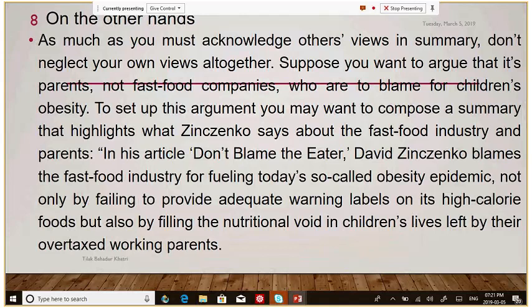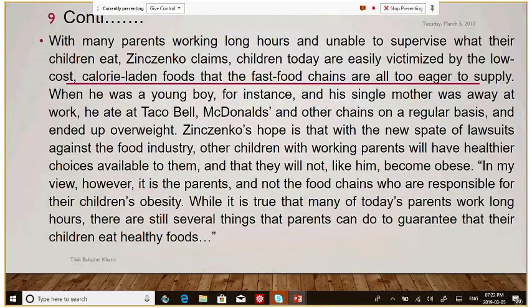David Zhenko blames the fast food industry for fueling today's so-called obesity epidemic, not only by failing to provide adequate warning levels on its high calorie food, but also by filling the nutritional void in children's lives left by their overtaxed working parents. In this case, we do not blame the company; we should blame the parents who are working, overtaxed. They are not giving time to their children, with many parents working long hours and unable to supervise what their children eat.